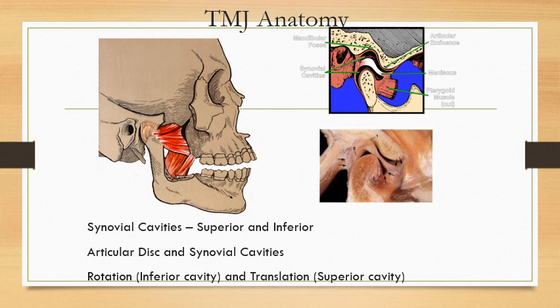So the mouth opening up to 20 millimeters takes place in the inferior cavity, while beyond 20 millimeters translation takes place in the superior cavity. Now both of these cavities, the superior cavity as well as the inferior cavity, are lined by the synovial fluid, and the fluid in the lower joint cavity is slightly more as compared to the upper joint cavity, but it's around 1 millimeter in the inferior and 1 millimeter in the superior joint cavity.